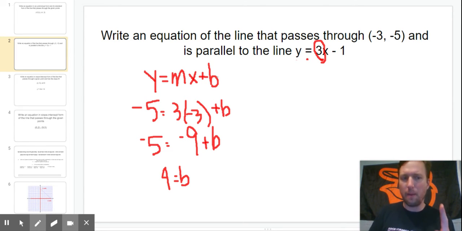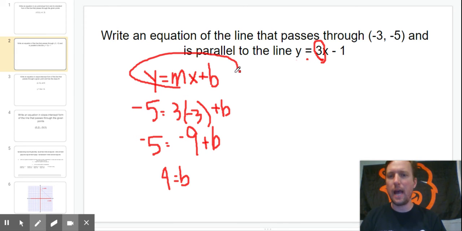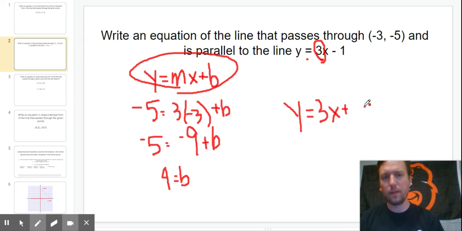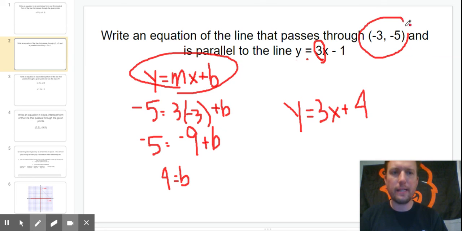So the last step: step 1, find the slope. Step 2, find the y-intercept. Step 3, write the equation using this y equals mx plus b. So I would write it y equals, my slope is still 3x, and my y-intercept would be 4. So what this is, y equals 3x plus 4, is my equation for a line that passes through these coordinates and is parallel to this line.